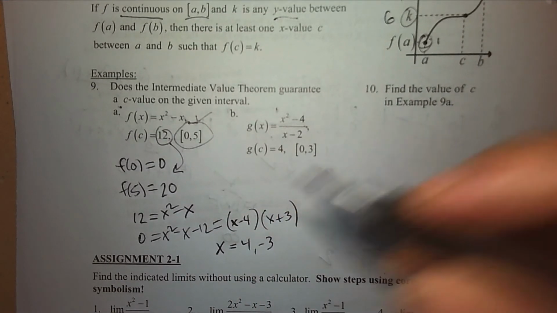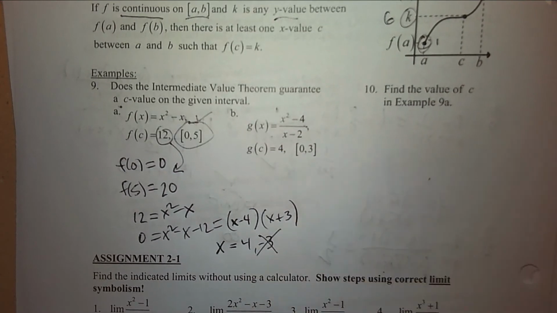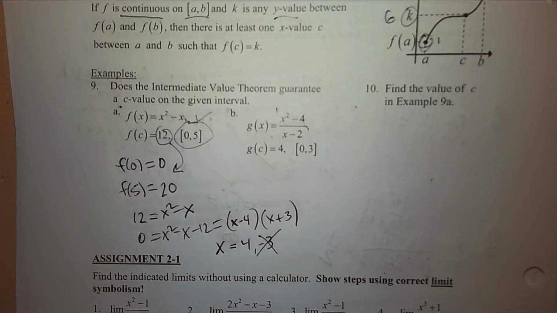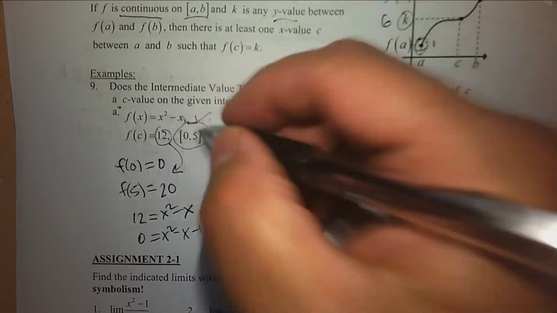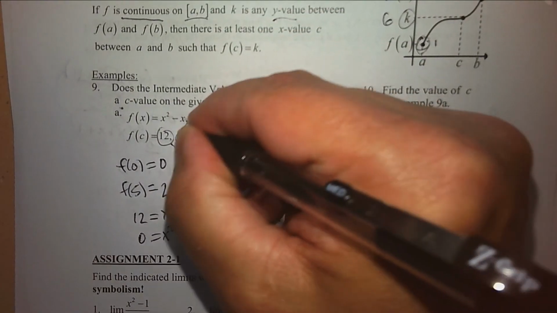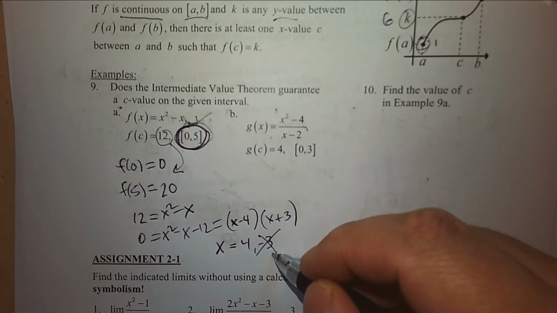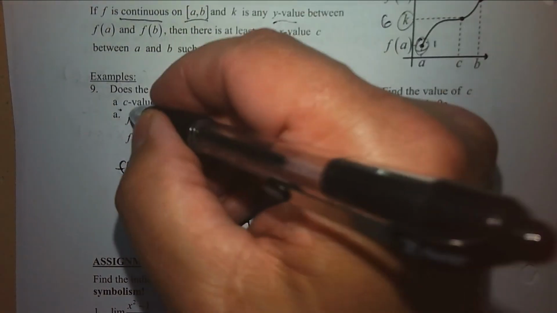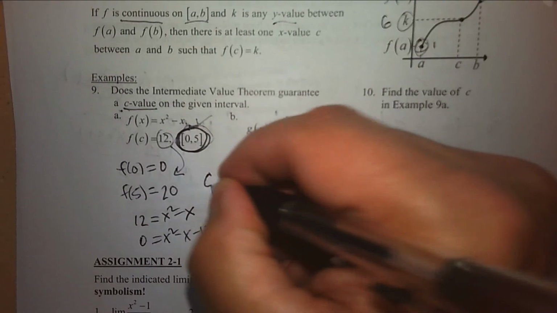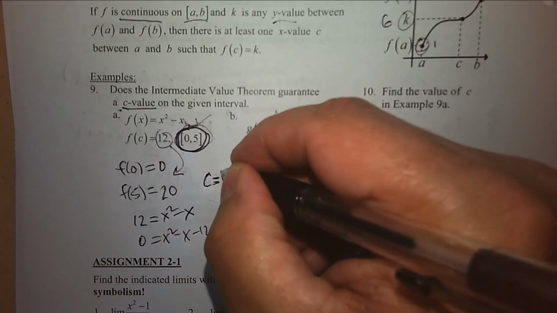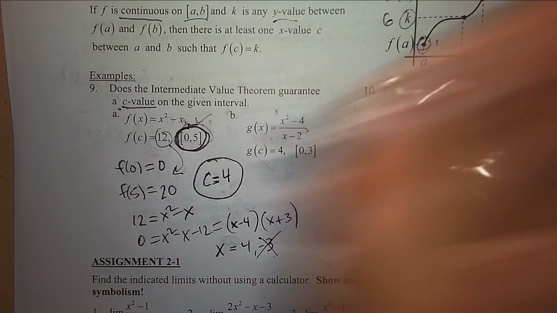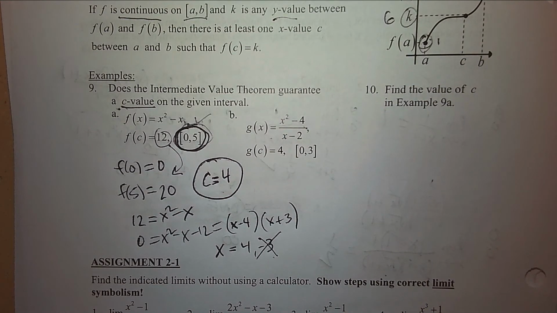Now, I'm going to cross out negative 3. I want you to think about why I crossed out negative 3. It's not within the... what's the interval? Is negative 3 between 0 and 5? So it says find the c value. So our answer is going to be c. What's the c value where the y coordinate is 12? And the answer is 4.